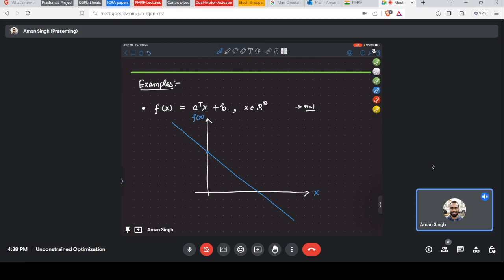I was asking what f(x) equal to A transpose x will represent graphically. If n equal to 1, it will represent a line. If we increase the dimension of n, let's say n equal to 2, 3, and so on, it will represent a hyperplane in higher dimensions. So what is this? Is this a convex function or a concave function? What do you think? This line.